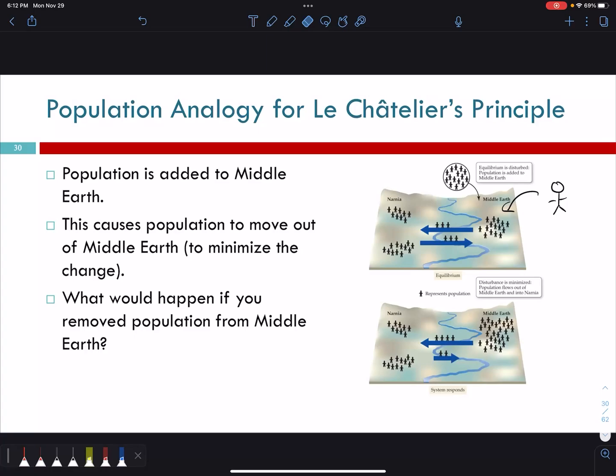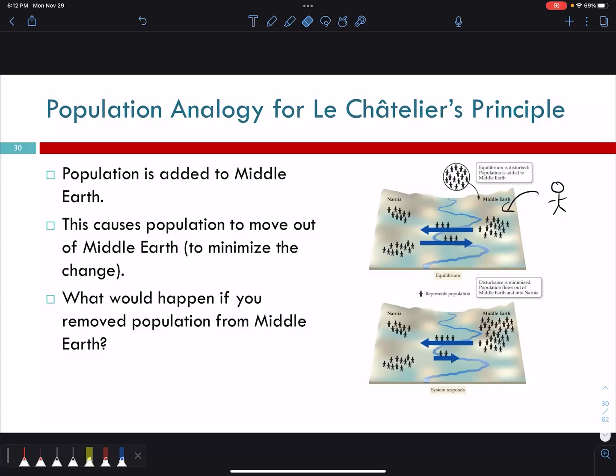So if instead there was a giant war that broke out in Middle Earth and a bunch of people have been removed, to put it mildly, then there would be fewer people in Middle Earth. So there's a lot of space, and the people from Narnia can move over there.